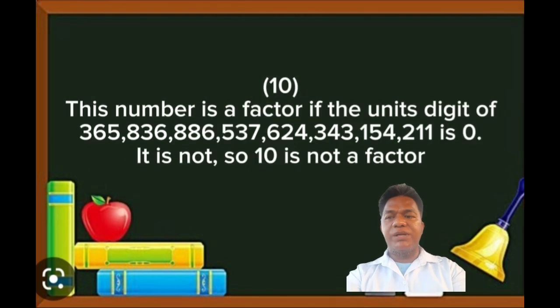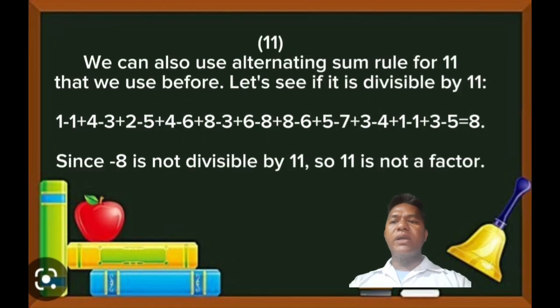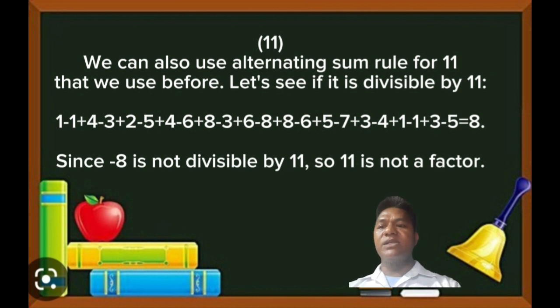Now, let's move on to number 10. This number is a factor if the units digit of the given number is 0. It is not, so 10 is not a factor. We can also use the alternating sum rule for 11 that we used before. Let's see if it is divisible by 11. Since negative 8 is the result, it is not divisible by 11. So 11 is not a factor.